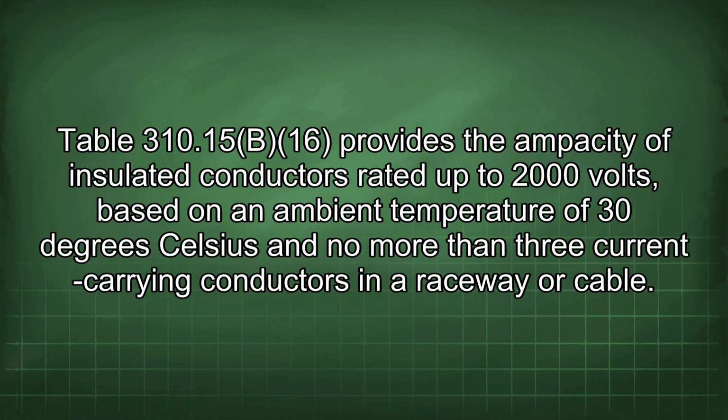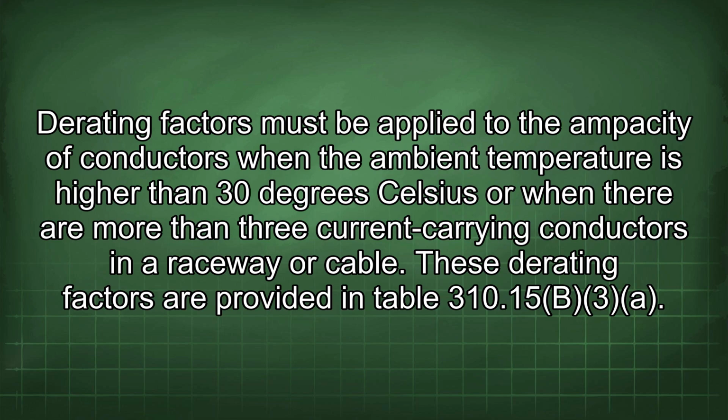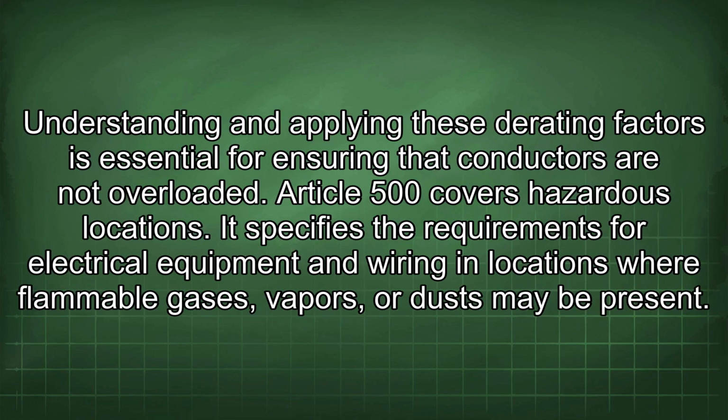Table 310.15(B)(16) provides the ampacity of insulated conductors rated up to 2000 volts, based on an ambient temperature of 30 degrees Celsius and no more than 3 current carrying conductors in a raceway or cable. Derating factors must be applied to the ampacity of conductors when the ambient temperature is higher than 30 degrees Celsius or when there are more than 3 current carrying conductors in a raceway or cable. These derating factors are provided in Table 310.15(B)(3). Understanding and applying these derating factors is essential for ensuring that conductors are not overloaded.